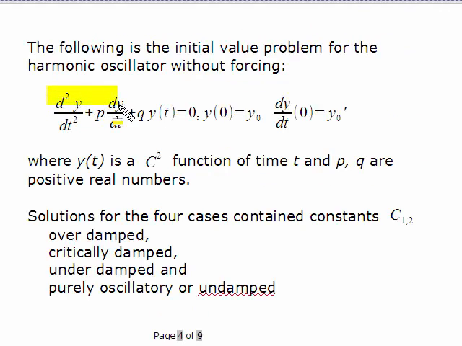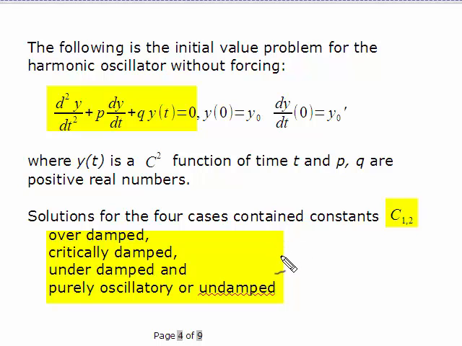So in the previous lecture all we looked at was the differential equation here. We solved it, we were able to reduce it to a quadratic equation, and then we solved it and ended up with these different cases: the overdamped, critically damped, underdamped, or purely oscillatory, depending on the solutions for the quadratic equation, the characteristic polynomial for this differential equation. And when we wrote the solutions for all these cases, they ended up having constants in them, C1 and C2.